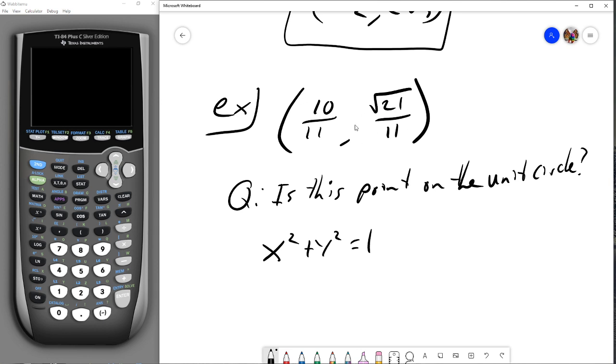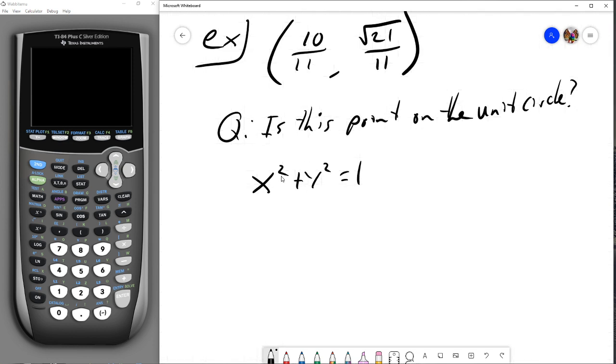To answer that question, we have to think back to our equation. Our strategy is to plug in our x and y values, because this is the x coordinate and this is the y coordinate, and then see whether the sum equals 1. If it's on the unit circle, the sum of these squares has to equal 1. If it's something other than 1, then it's not on the unit circle.